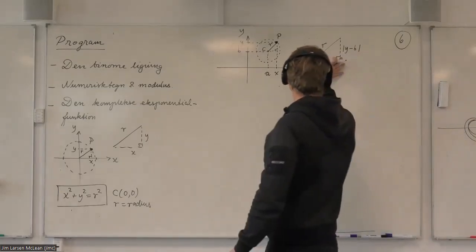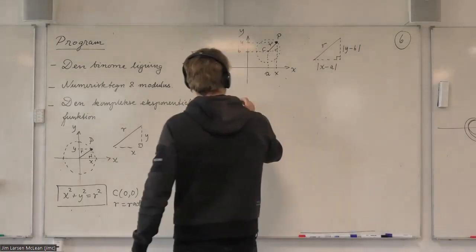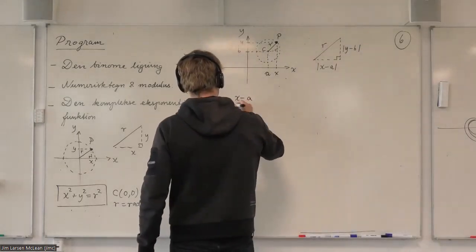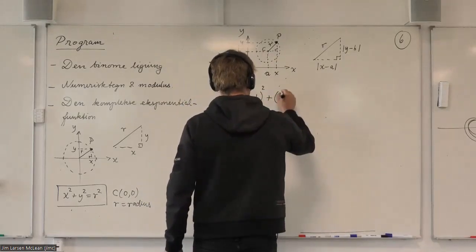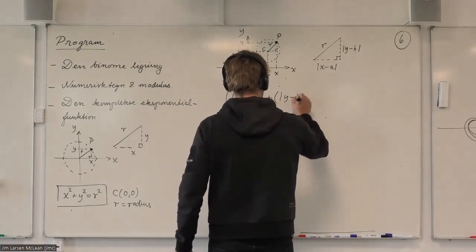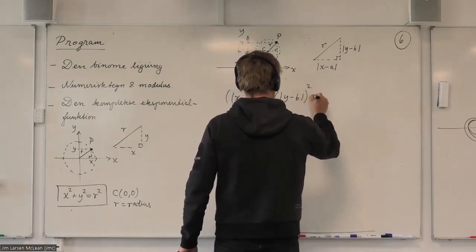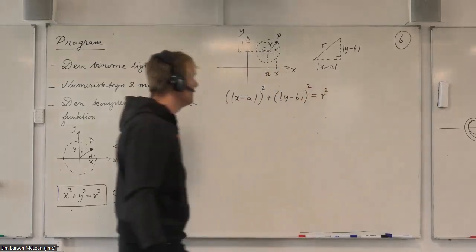So I can say that this brain plus that brain equals that brain. So I end up with x minus a, the nominal value of it, bracket around that, plus bracket the y value. But the numerical value is y minus b. In the second equation, it should yield r squared.